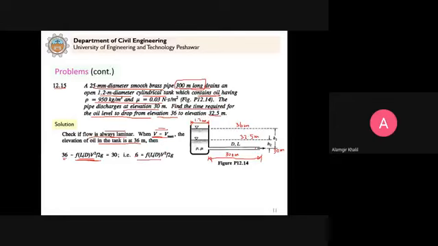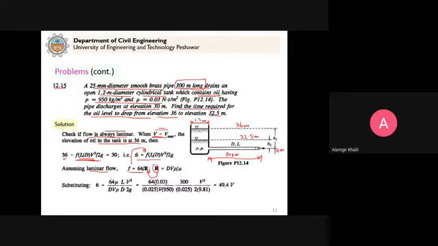Now in this case, what is f? Velocity is unknown. But f we can eliminate, because if we assume laminar flow, then we already know that f is equal to 64 by Re. This is what we studied. And the Reynolds number is rho V d by mu. Now we put this value here, and this f we put here. When you simplify, you will get this.